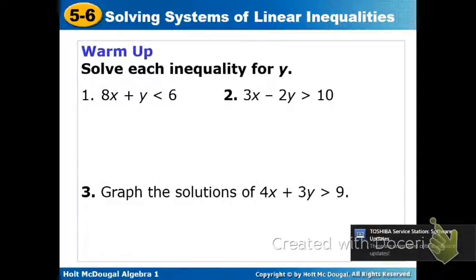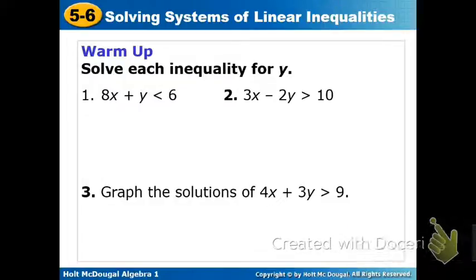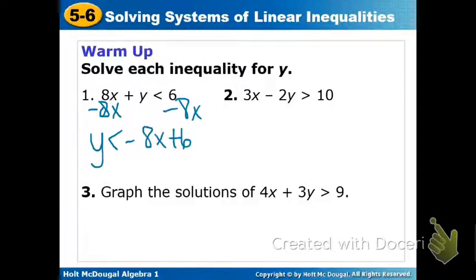Number 1, 8x plus y is less than 6, and it says to solve each inequality for y. So with this one, all we got to do is worry about getting y by itself. First thing we need to move is that 8x to the other side. So you just subtract 8x, move it over here, and now we rewrite what we have. y is less than negative 8x plus 6. There's number 1 done for you.